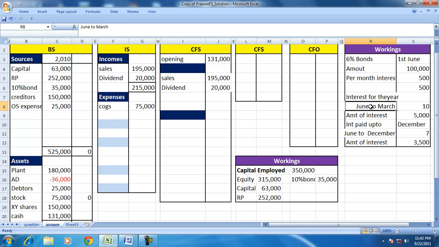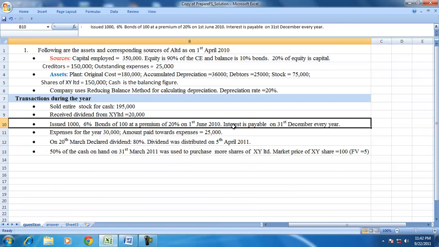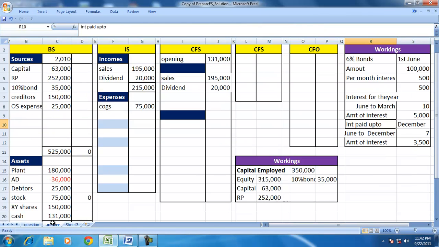10 months, because from June to March. Interest for the year I'm going to show from June to March because of the accrual and matching principle. Only for that period we show. So interest as an expense is 5,000 for 10 months, June to March. However, it says that interest is payable on 31st December every year. So you are actually paying the interest for 7 months.